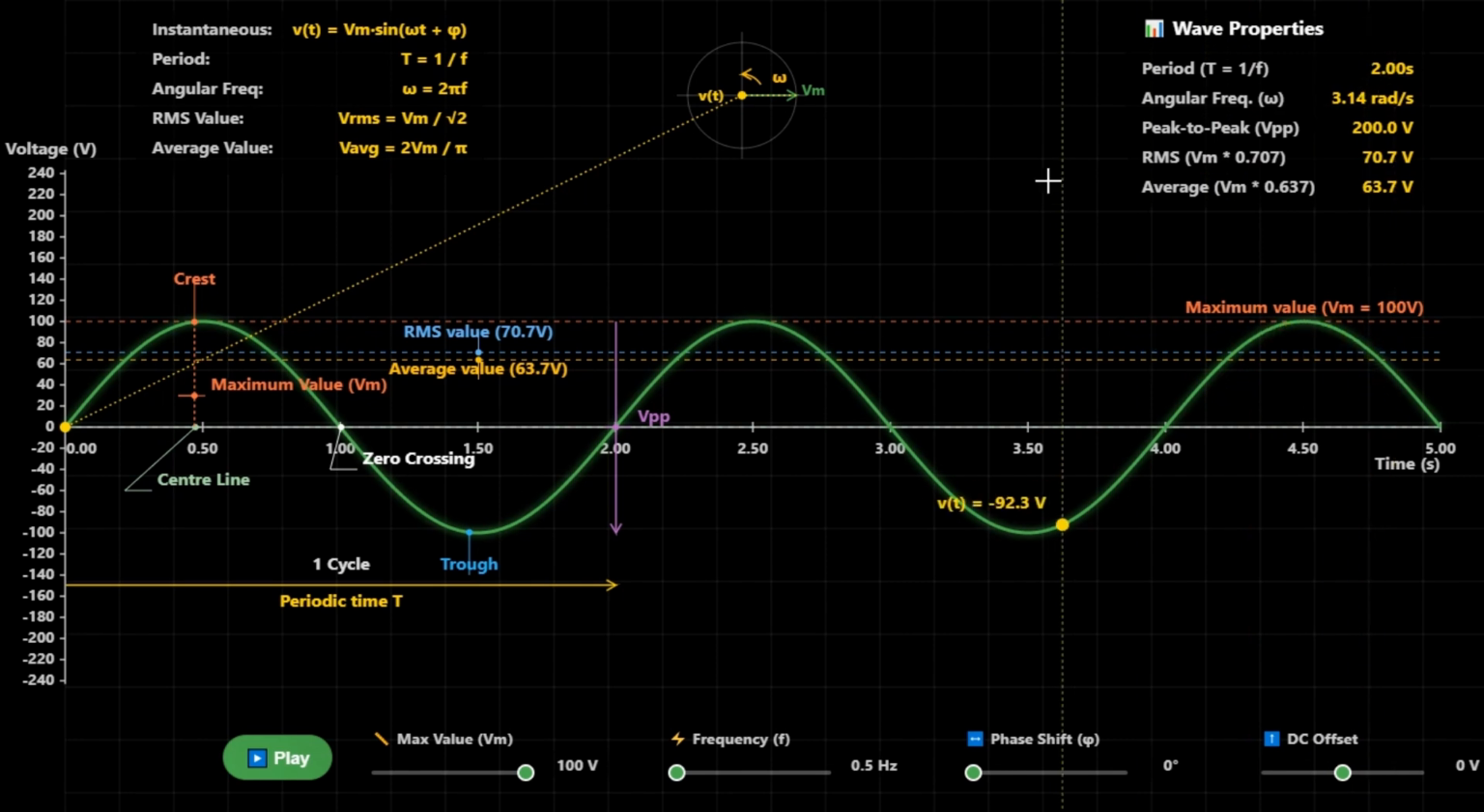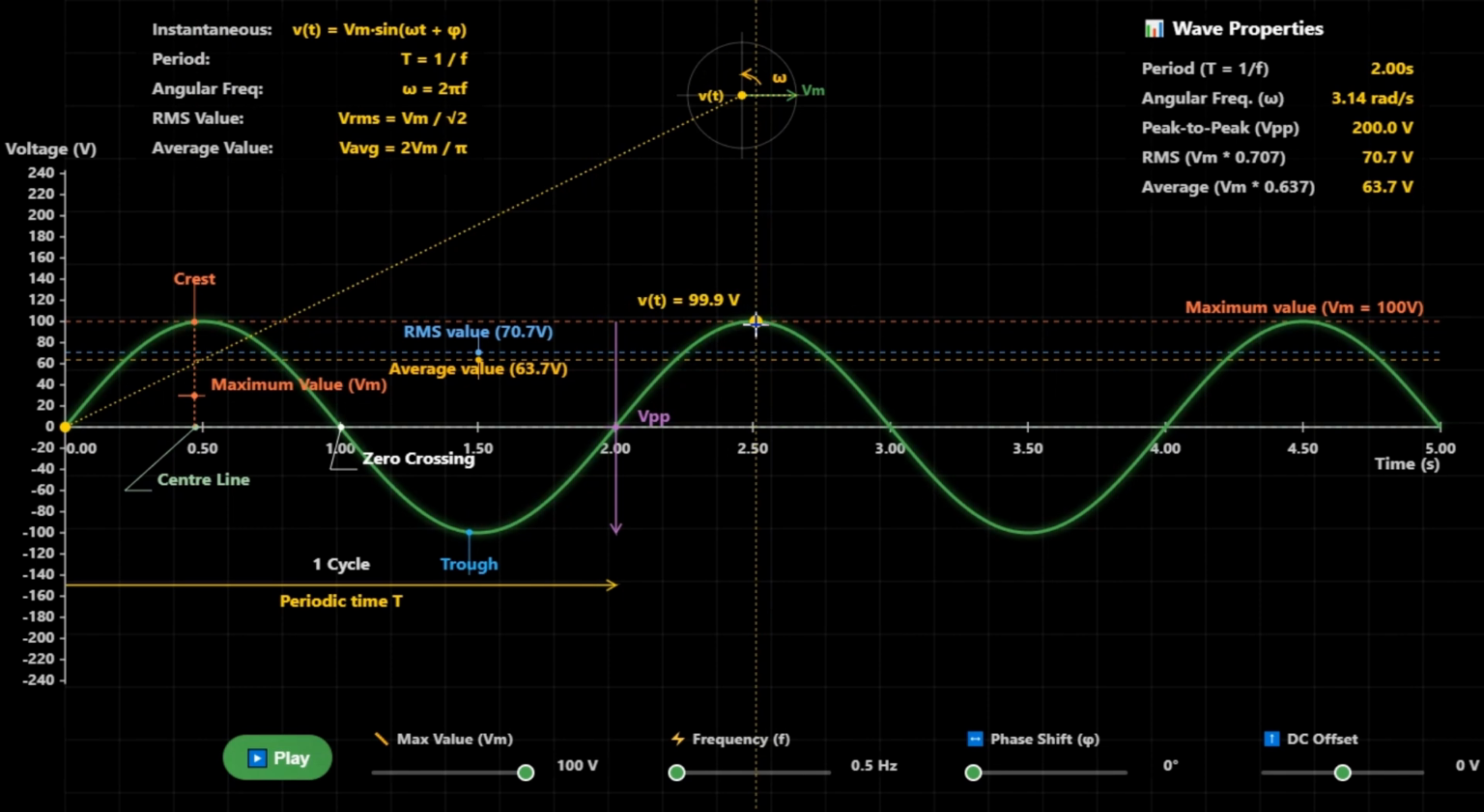Now next is wavelength. Wavelength is denoted by lambda. So what is wavelength? The distance between two corresponding points of a wave. So from this crest to this crest, it is called wavelength. It is measured in meters.